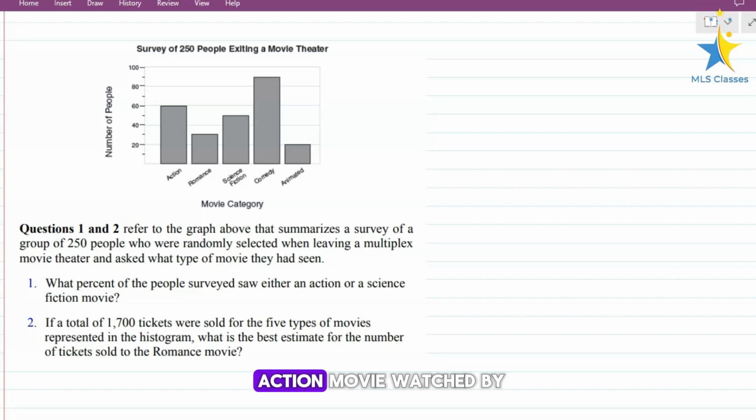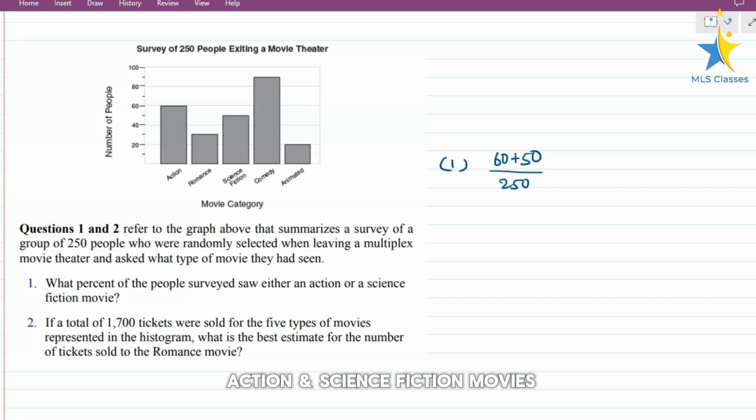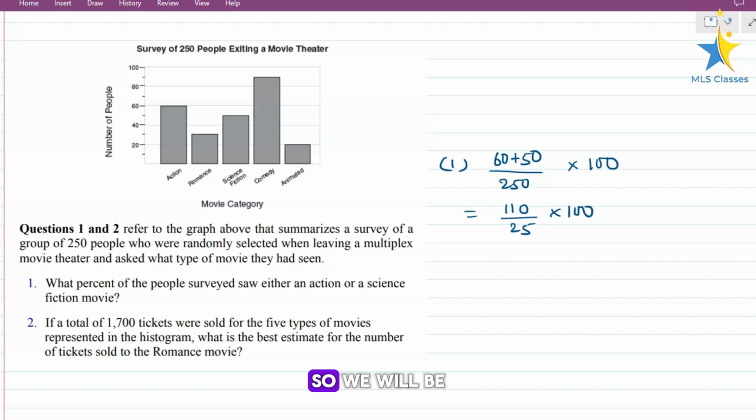You can see the action movie was watched by 60 people, and science fiction was watched by 50 people. The total number of people is 250, out of which 60 plus 50 have watched action and science fiction movies. To find the percentage, we multiply by 100. So we are getting 110 divided by 250 times 100. It will cancel out, and we'll be getting 44%.